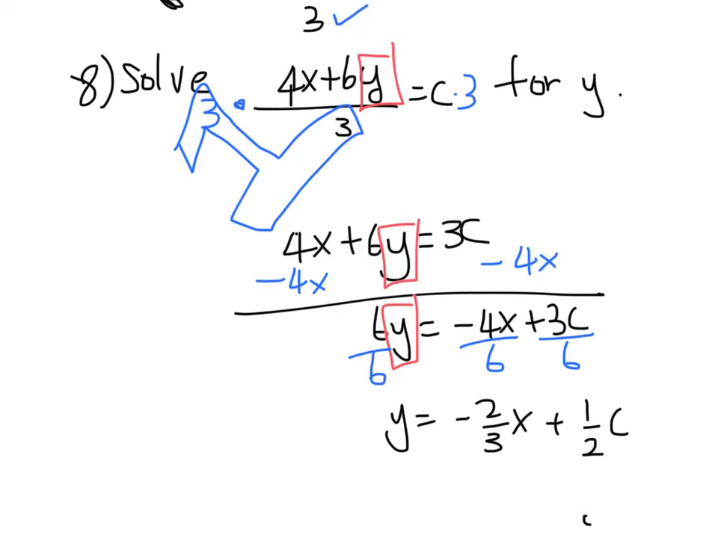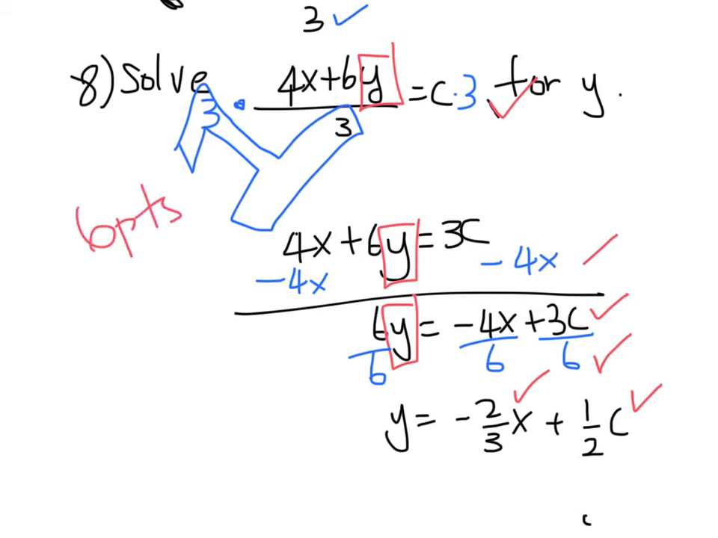Now let's look at points. It's supposed to be 6 points. Let's see. Multiplying both sides by 3 is 1 point. Oh, wrong color. 1 point. And then subtracting 4x from 2 sides. Dividing everything by 6. Getting the correct answer here and here. Is that it? Oh yeah, making sure that you separate these two, the negative 4x and the plus 3c. So that was a total of 6 points.